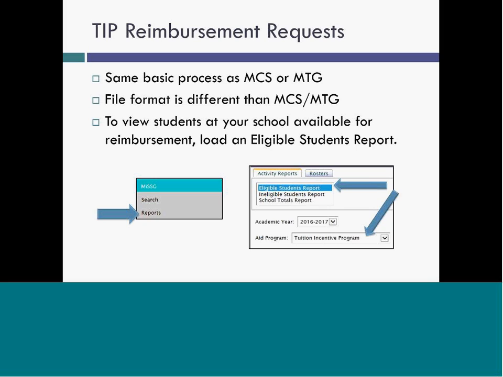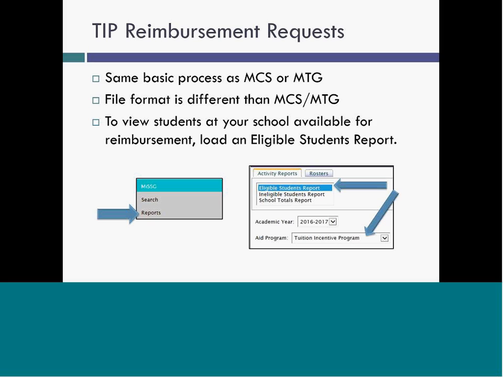And you're not going to use the totals report to look at your students ahead of time. The schools report is going to show you the students that have awards or have reimbursements. It works differently. MCS and MTG awards everyone up front, and you're basically reducing your awardees, letting us know who's not attending full time and who's not attending at all. TIP is the other way around.